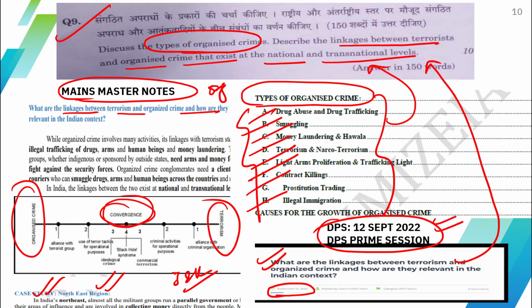Better than investing time, energy and money in a mains test series, invest the same time and energy in mains master notes. Once your syllabus is covered, then go and write the mains test series. No one is preventing you from doing that, but first cover the syllabus. There are more than 170 topics in the entire mains syllabus, including General Studies Paper 4. Before you cover this, do not invest your time in a mains test series. It is a complete waste of time guys. Okay, let us go to the next question.